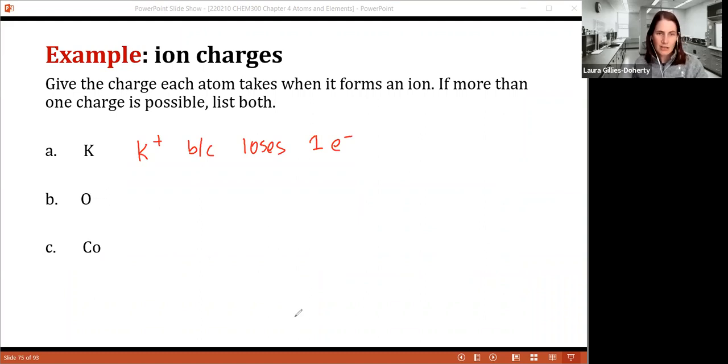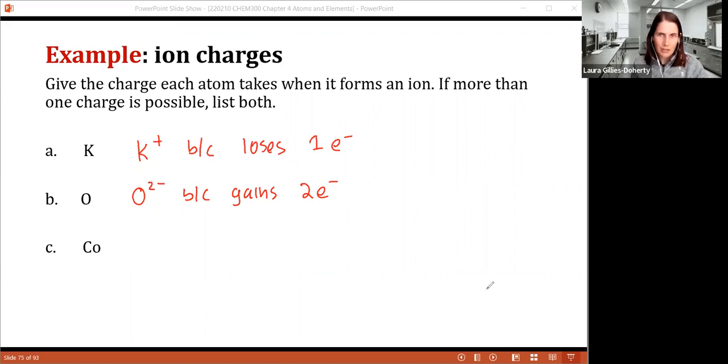Oxygen. If you check oxygen on the periodic table showing ion charges, oxygen makes the O2- ion because it gains 2 electrons. So neutral oxygen likes to gain electrons. It's a non-metal, so it likes to gain electrons, and it prefers to gain 2 of them. So when neutral oxygen gains 2 negative charges from those 2 electrons, it becomes O2-.